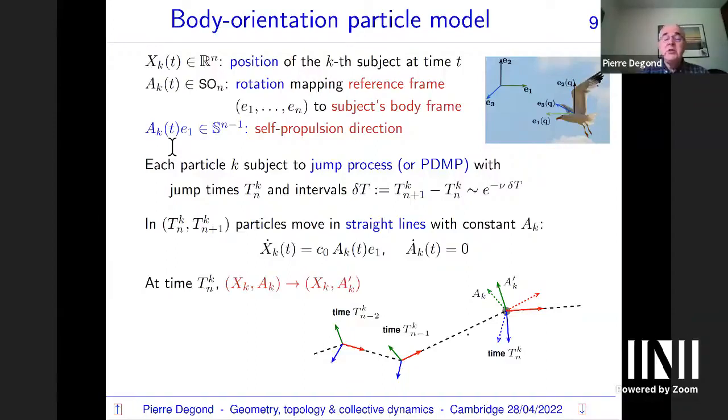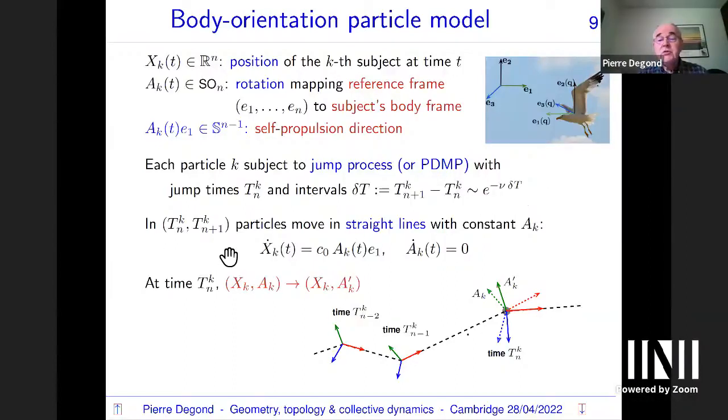The subject is going to undergo, in this example, you can actually think of different rules, but in this one, we are going to use a jump process, which is also called a piecewise deterministic Markov process, in which each particle k is subject to jump times t_n^k. So n, sorry for the confusion, is not the dimension, but is the index of the jump time. And the intervals between jump times are exponentially distributed with parameter nu.